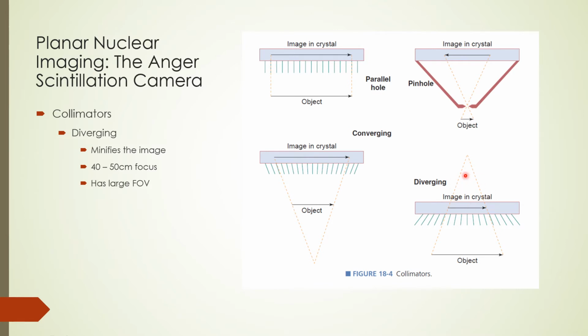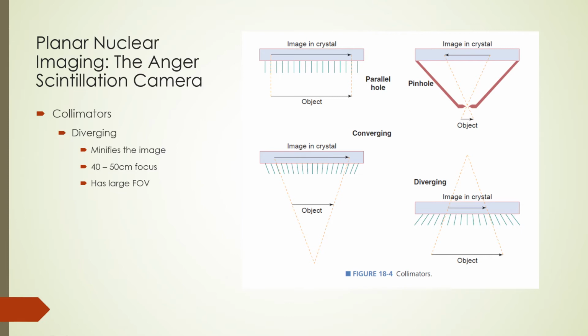The diverging hole collimator is one that has holes shaped to appear to diverge from a focal point behind the camera. A diverging collimator produces minified images of objects. The minification increases as the object distance from the collimator increases.